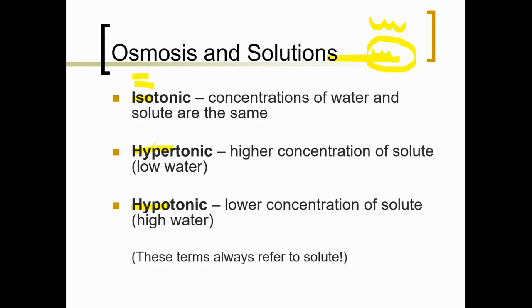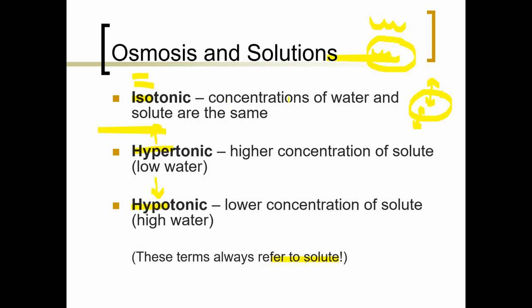Iso is equal. Hyper is higher. And hypo is lower. Now what you need to understand though is that these prefixes refer to the solute. Okay, so in our solution, we're talking about the solute, which is whatever is dissolved in the water. So it could be salt, it could be sugar, it could be ions. So if it's isotonic, that means the solute concentrations are equal. And so in isotonic conditions, we're going to see that equilibrium state. And what's going to happen is water is going to move back and forth equally.